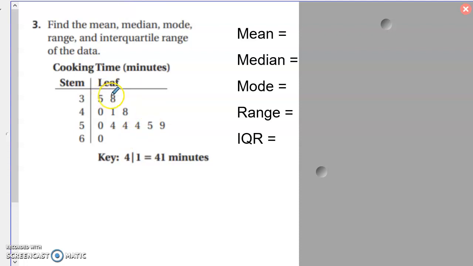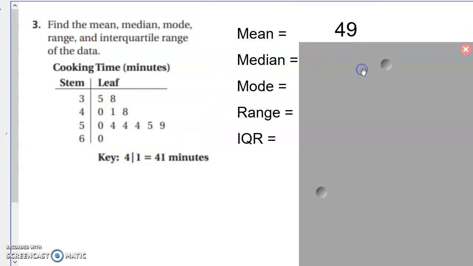First, I'm going to count how many numbers there are. There's 1, 2, 3, 4, 5, 6, 7, 8, 9, 10, 11, 12. So I know I'm going to end up dividing by 12 numbers. So what I'm going to do first is add all these numbers together. So 35 plus 38 plus 40 plus 41 plus 48 plus 50 plus 54 plus 54 plus 54 plus 55 plus 59 plus 60 equals, that gives me 588, and then I'm going to divide that answer by 12, and that gives me my mean of 49.